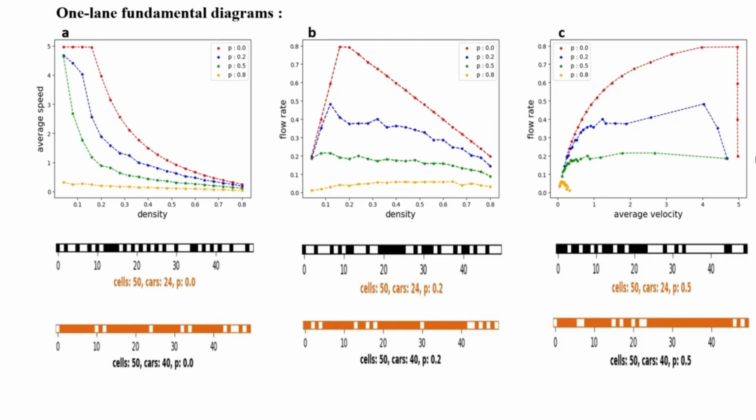And if you see a simulation of 24 cars, it is obvious that jams get worse and worse as P increases. And in 40 cars, you can see the longest jam when P is 0.5.